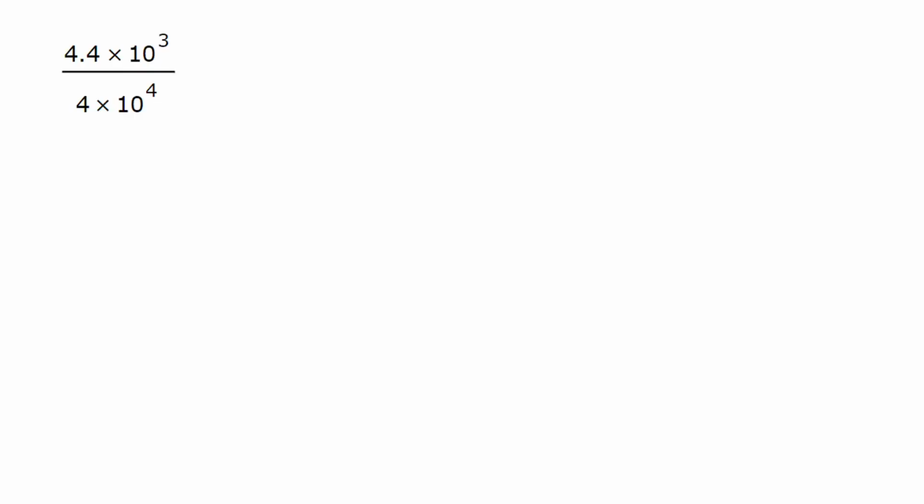I'm focusing on dividing at first because it's a little bit easier. All we're going to do is divide the first parts, and then divide the powers of ten, okay? So let's start with the 4.4 over 4. This is just equal to 4.4 over 4 times 10 to the 3 over 10 to the 4. So now let's actually do that.